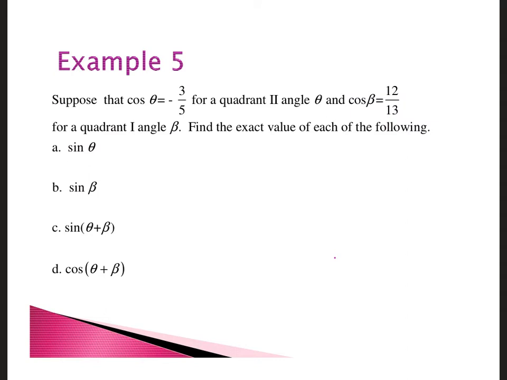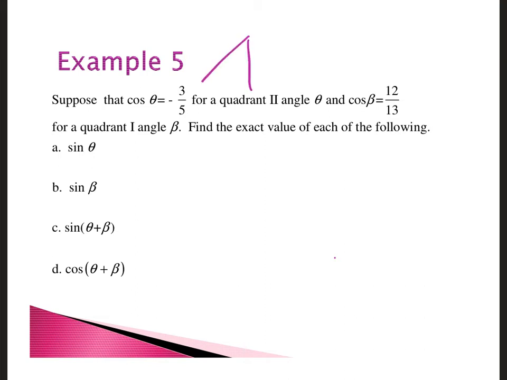All right, now we're going to apply it to triangles. So suppose that cosine of theta is negative 3 over 5 for a quadrant 2 angle. And the cosine of beta, a different angle, is 12 over 13 for a quadrant 1 angle. Find the exact value of each of the following. So notice there's two different symbols there, right? Theta is one angle, beta is another. This is not the same triangle. So I'm going to set up two triangles this time.